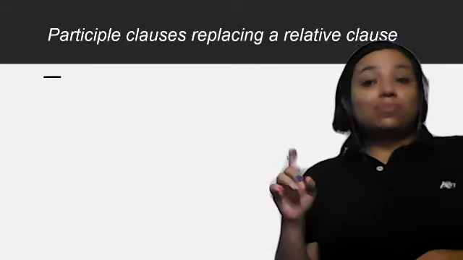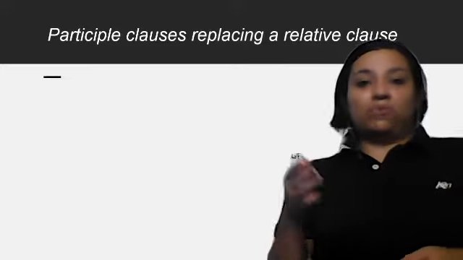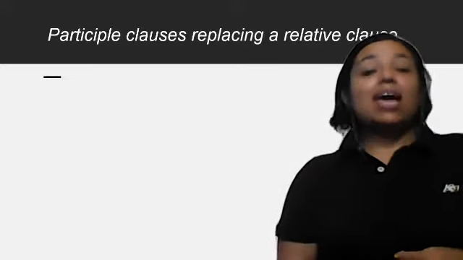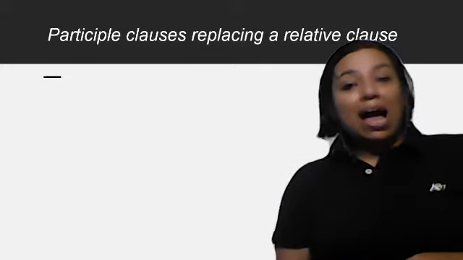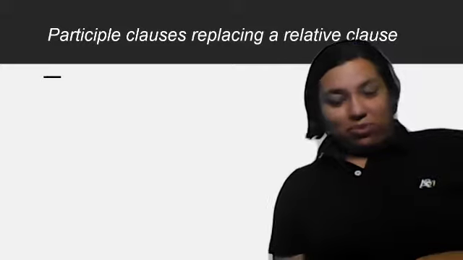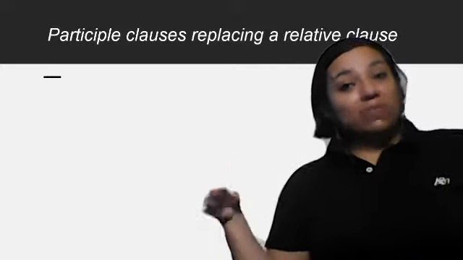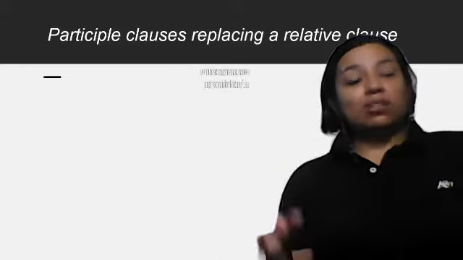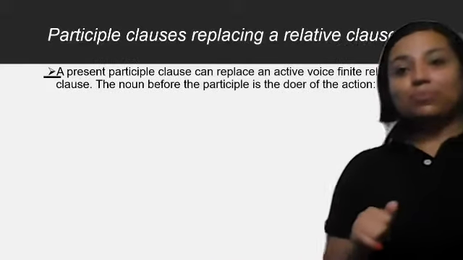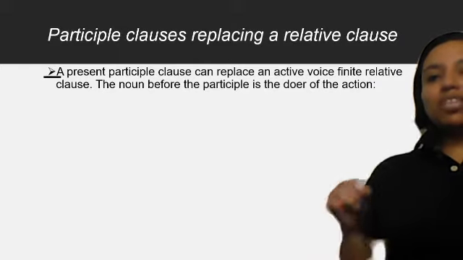Now, we saw relative clauses. Now we finished seeing participle clauses. Now we're going to see how we can replace one with the other. Because if you remember the slide of the rules, we left out certain relative clauses. So, a present participle clause can replace an active voice finite relative clause.